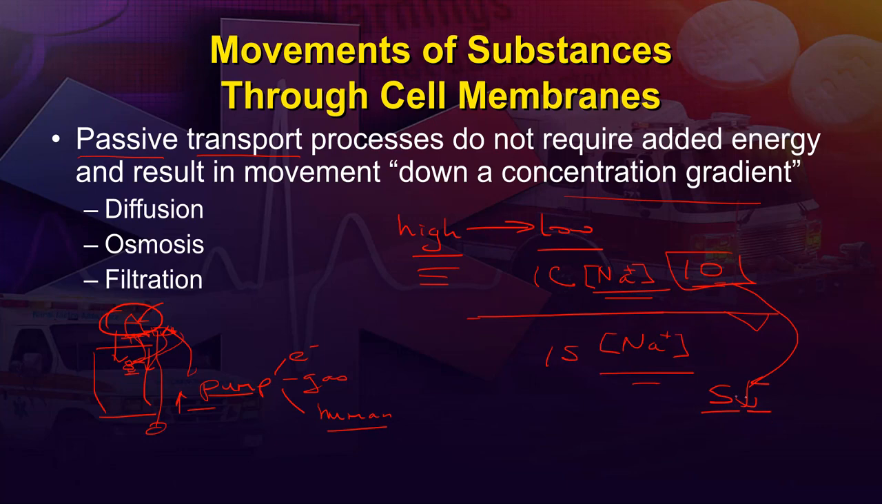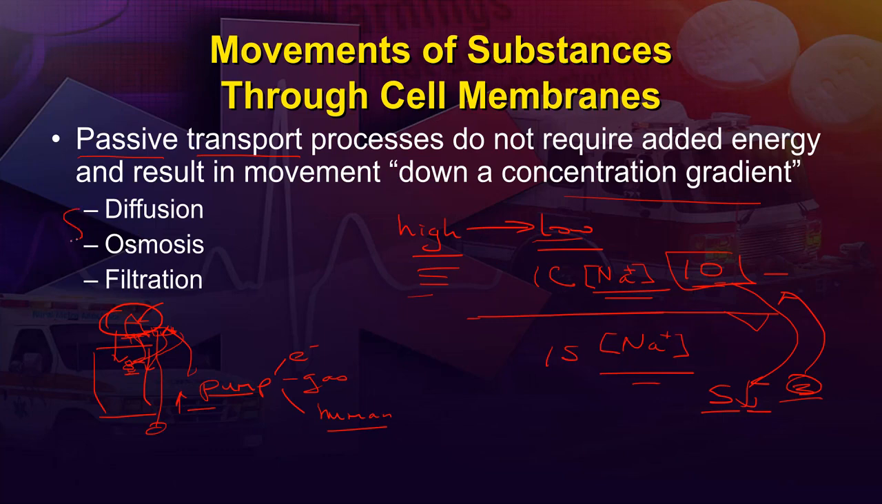If, however, I wanted to move 3 of these 5 sodiums, here's our 3, and I wanted to get 13 to the inside, I'd have to use energy because I'm going from low concentration to high concentration. So this would not be a passive process. When we look at any situation in which we're discussing whether something is moving according to active transport or passive transport, the first question to ask is, what's the concentration gradient? The second question to ask is, am I following a concentration gradient? Because if you are following a concentration gradient, it will always move from areas of high concentration to low concentration without the expenditure of energy.